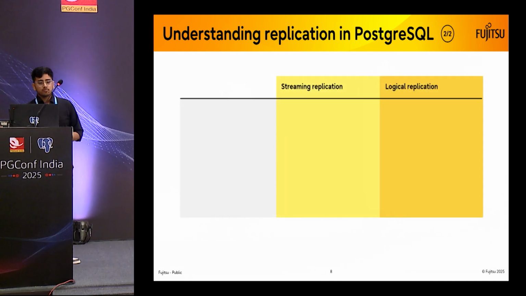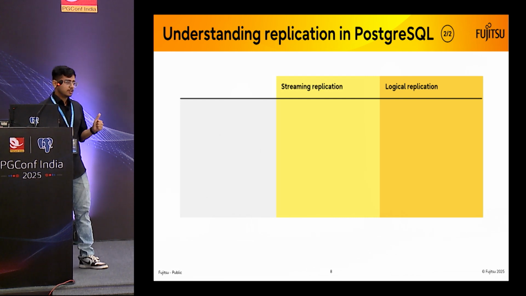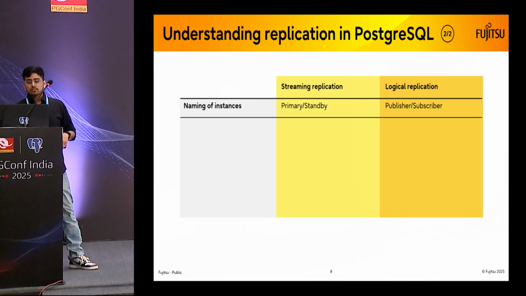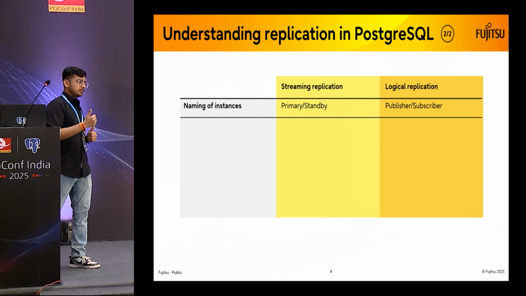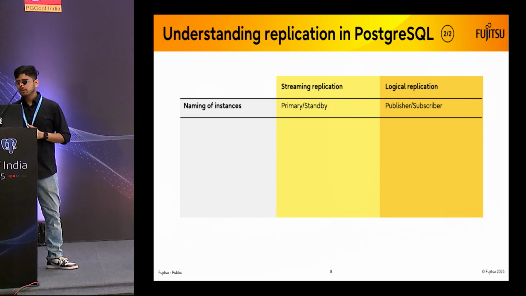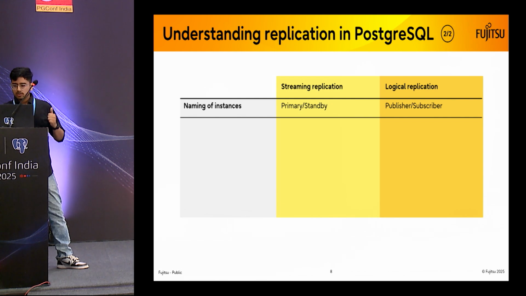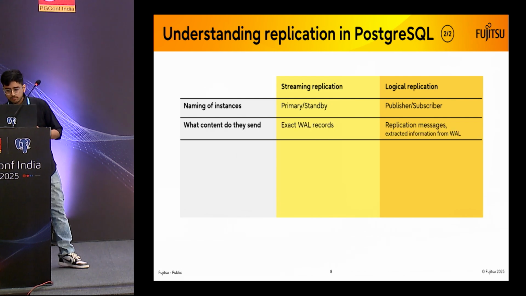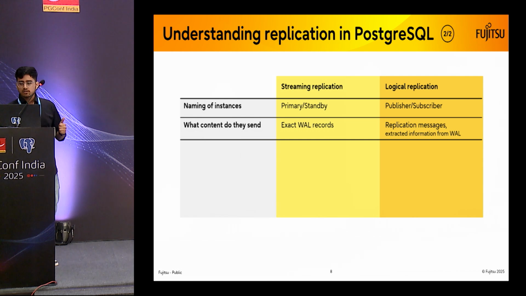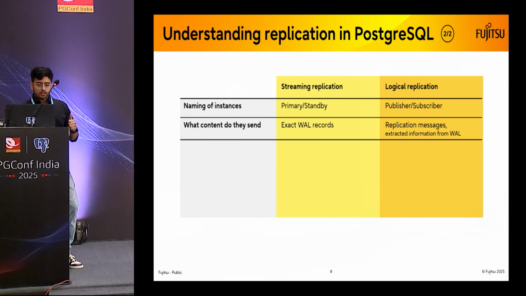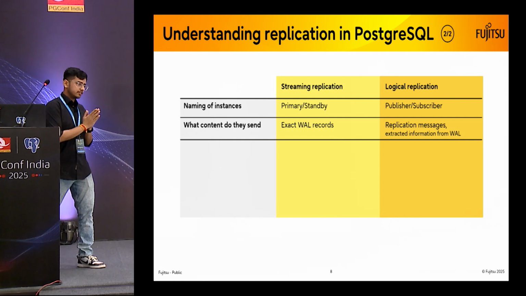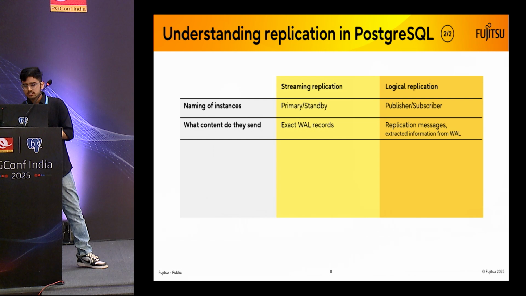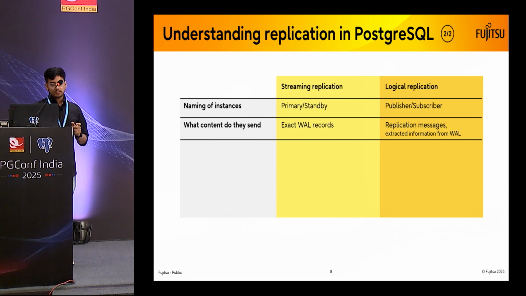Now let's see more differences between streaming replication and logical replication. For naming convention, in streaming replication we call the upstream the primary and the downstream the standby. In logical replication, we call the upstream the publisher and the downstream the subscriber. And what content do they send? In streaming replication, they send exact WAL records, whereas in logical replication, they send the decoded replication messages.